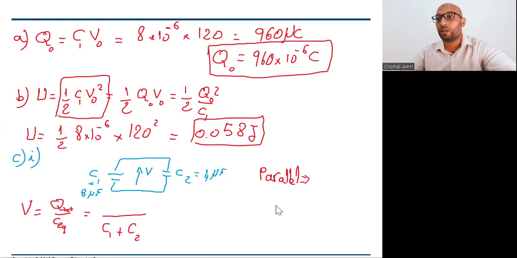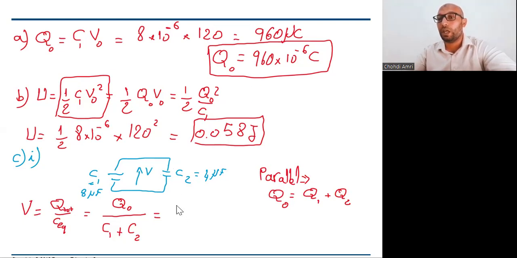So we can say that the charge Q naught is the sum of the charge Q1 plus the charge Q2. So it's the sum of the charge on the first capacitor plus the charge on the second capacitor. The initial charge of the capacitor will be divided between these two capacitors. Why? Because they are connected in parallel.